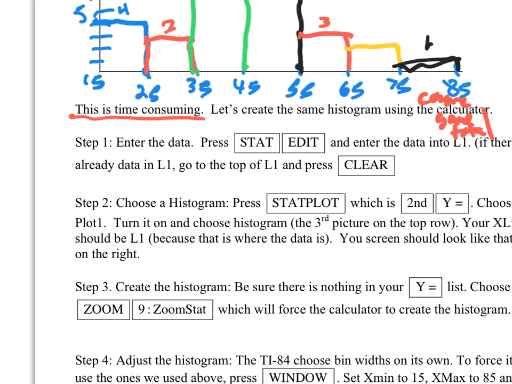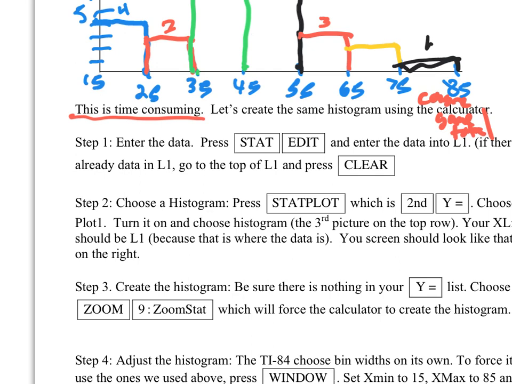And the Y min, that doesn't really change anything. I don't think I have to change that at all. Y max, I know my max was only 13. I'll stop it at 13. So all I have to do now is hit graph. Hit graph with the new numbers, and I say, well, gee, that looks just like it did a second ago.